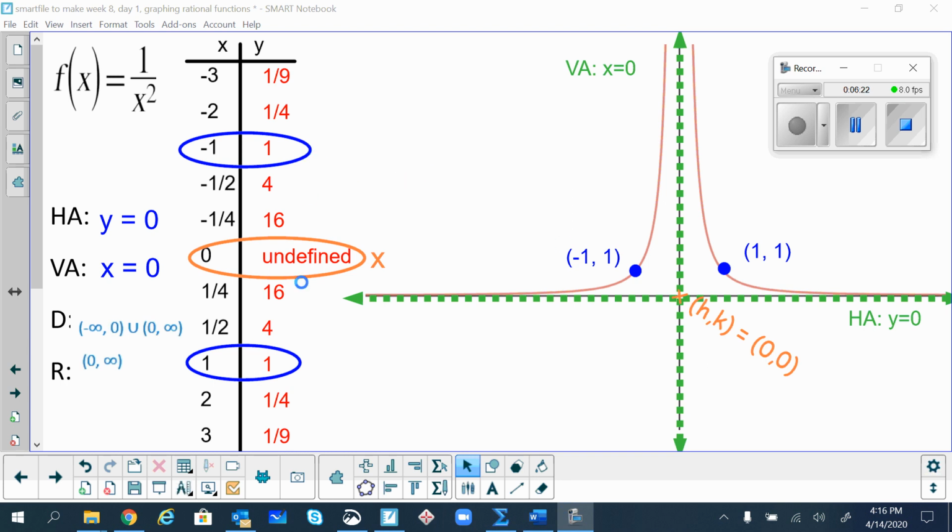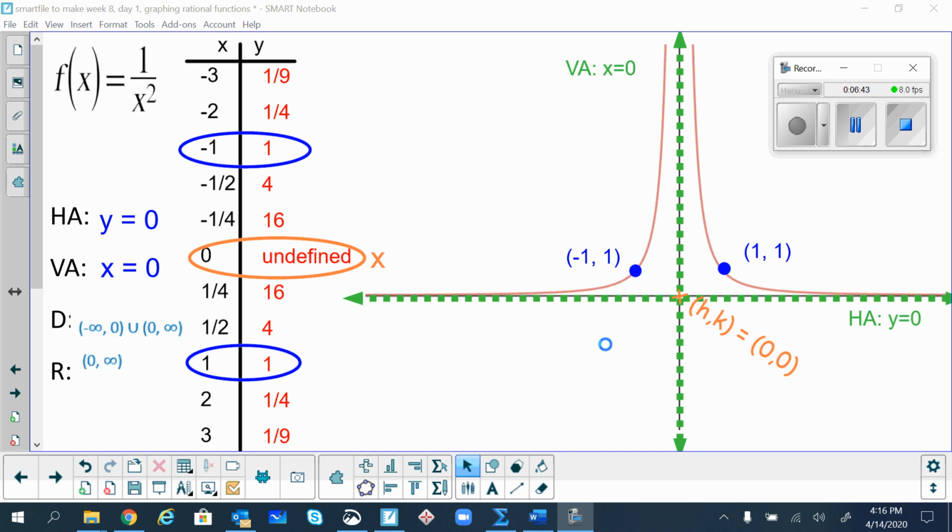We still have these two important points that we're going to graph on each of our graphs that we make. One is 1, 1. So from the HK, it's 1 to the right and 1 up, as long as A equals 1. And the other point is negative 1, 1. So 1 to the left and up 1.